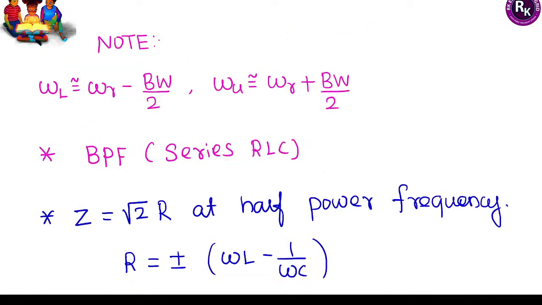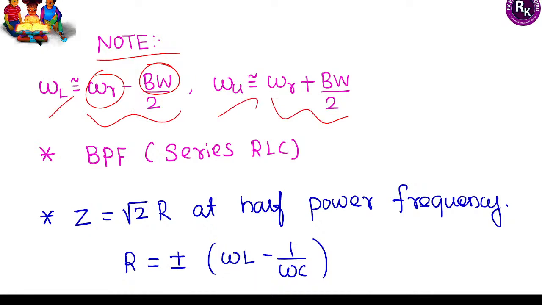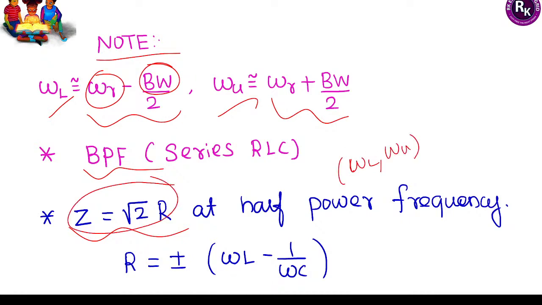Next, some other direct formulas. If you know the bandwidth and resonant frequency, by using this formula you can find the value of the lower cutoff frequency. By using this formula you can find the value of the upper cutoff frequency. A series RLC circuit simply acts as a band pass filter. And, sorry, not at resonance, this is at half power frequencies. Half power frequencies means at both the lower and upper cutoff frequencies, the value of the impedance will be equal to root 2 times R.